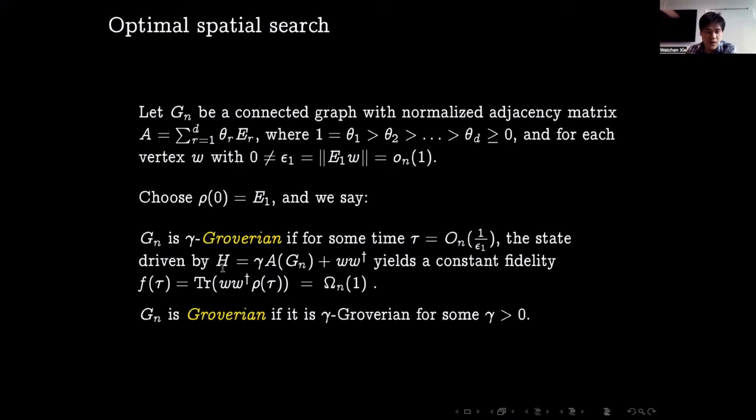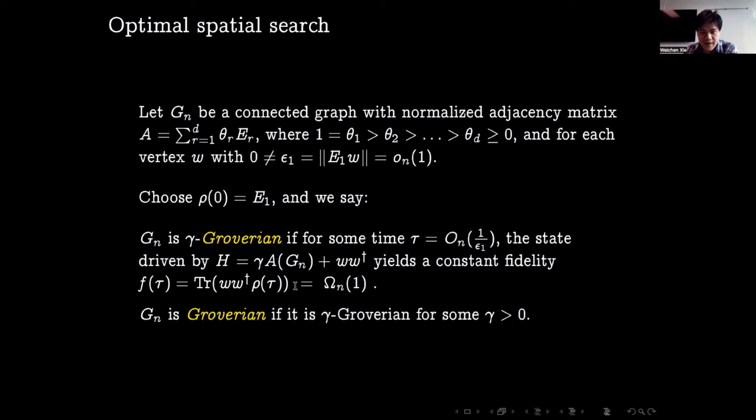Then we can define the covariant. We say Gn is gamma covariant if for some time t of order 1 over epsilon, the state would yield a constant fidelity. So the gamma is coming from the constant fidelity. If we just perform measurement at the very beginning, we only have 1 over n fidelity. That is asymptotically going to 0, and we want it to have a constant fidelity after some time of order 1 over epsilon. And we call a graph covariant if it is gamma covariant. The gamma here is the tunable constant.